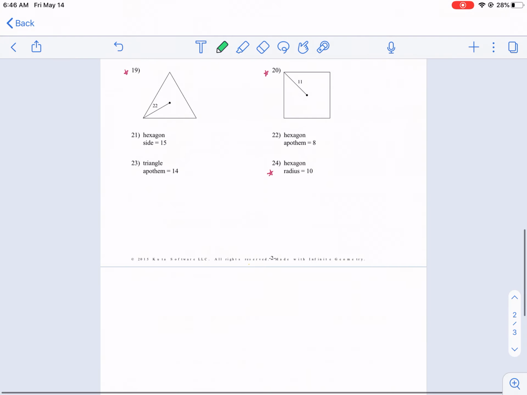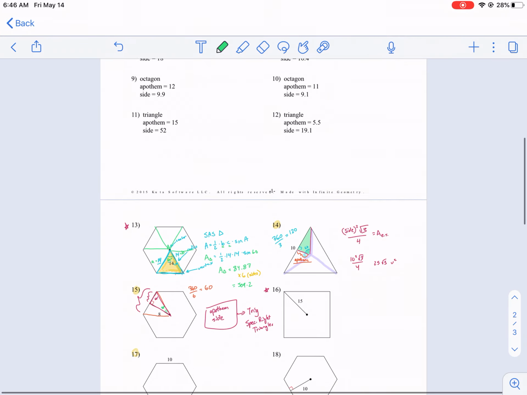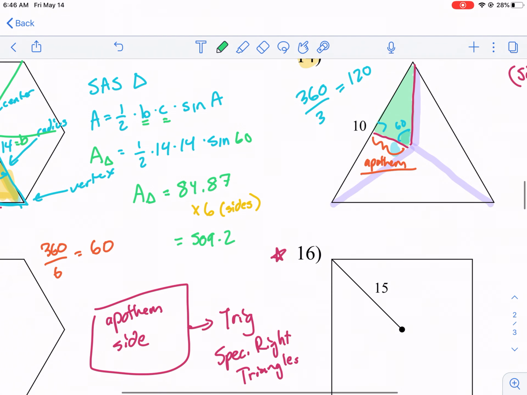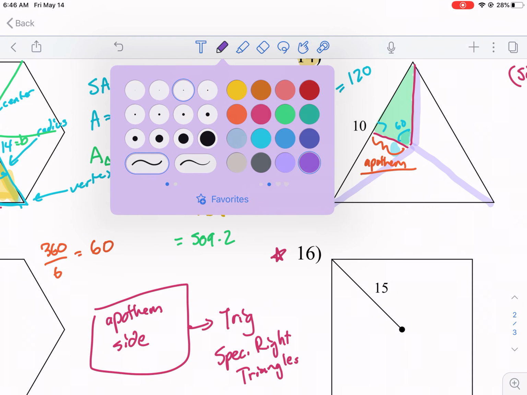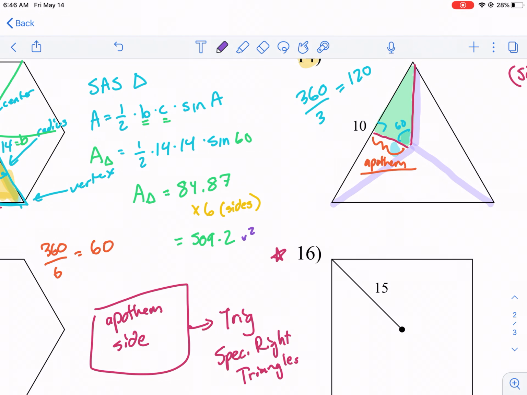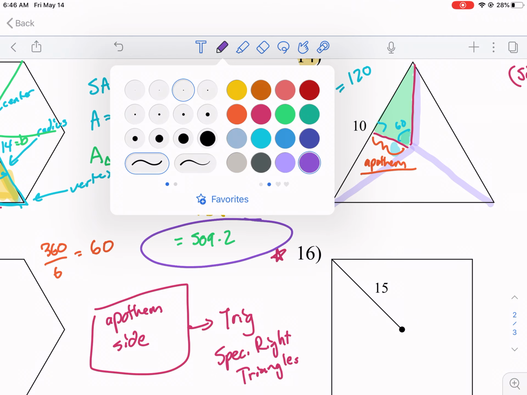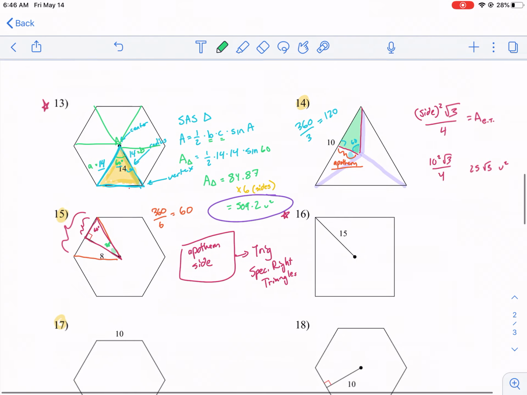Let's see how accurate that is. It doesn't have the answer key here, but I can assure you this is very accurate. This is units squared, and there's our answer, 509.2 units squared. Let me show you another one.